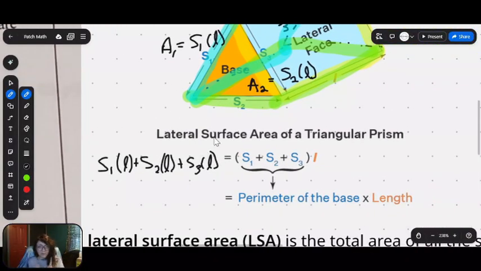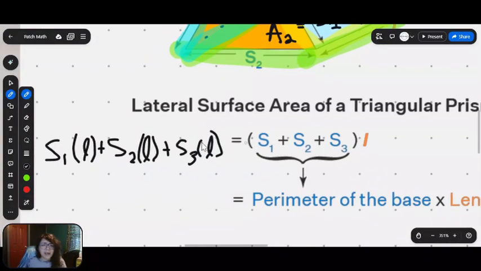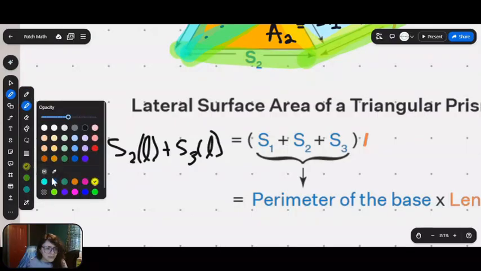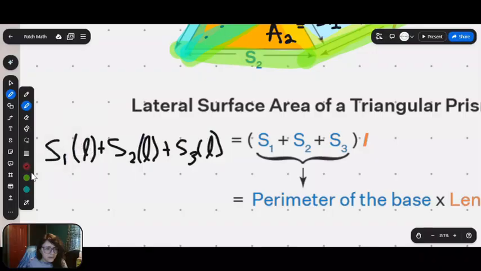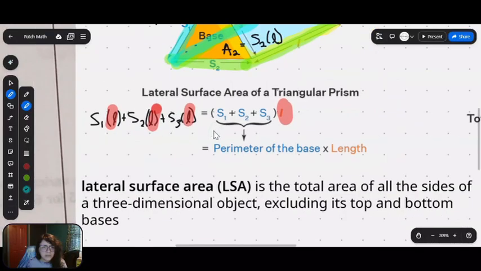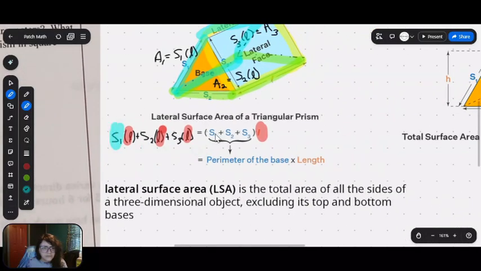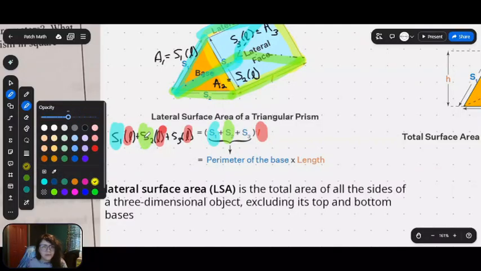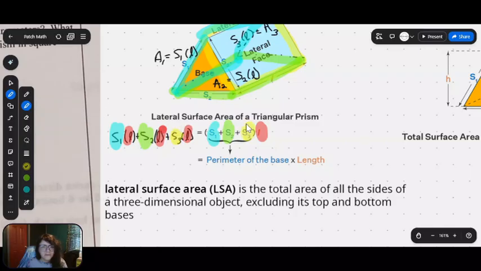You'll notice that all three of those terms have a common factor, L. That's where this formula comes from. That L gets factored out right here, with the leftover side length 1, side length 2, and side length 3. That's where that formula comes from.